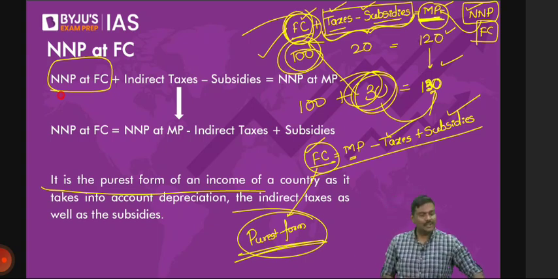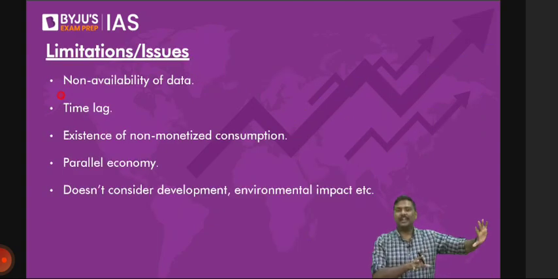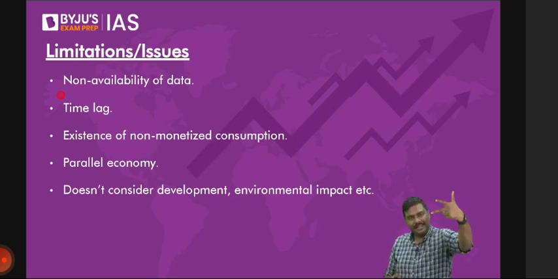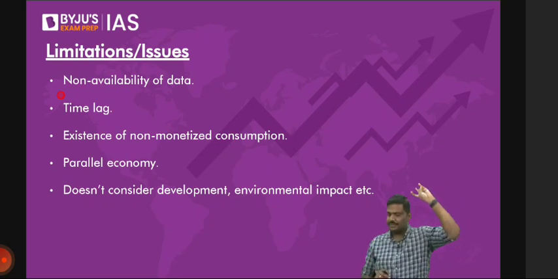Any difficulty, please do let me know now. These are the 5 indicators I wanted to discuss: GDP, GNP, NDP, NNP, and NNP at factor cost. So why factor cost? Why are you talking about factor cost?